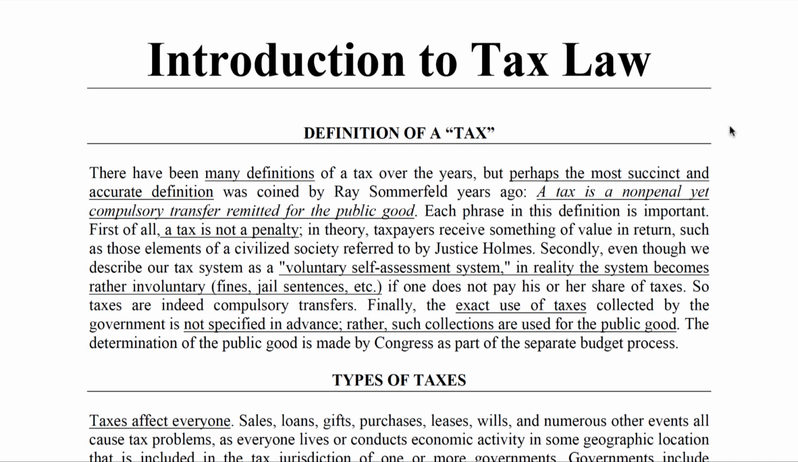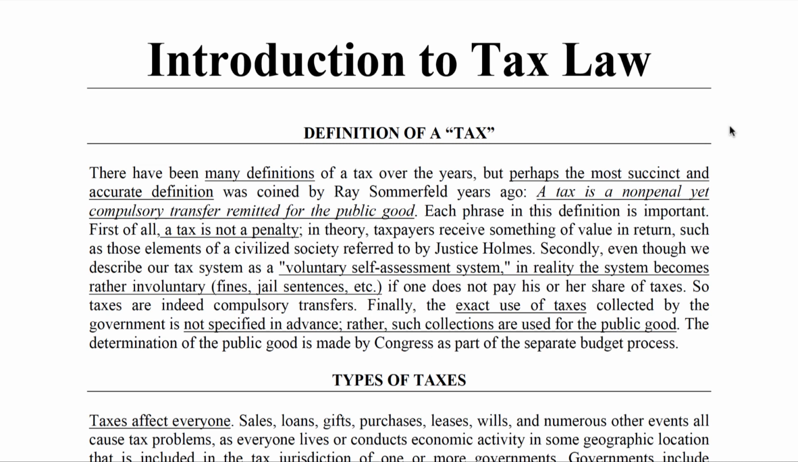First, let's focus on the definition of tax. Well, there have been many different definitions of tax over the years. One good definition, coined by Ray Sommerfeld: a tax is a non-penal yet compulsory transfer remitted for the public good. That phrase is chock full of different items we can dissect. One thing to think about, and we're going to emphasize this throughout the video: when we're talking about taxes, we're talking about governments collecting money in order for the government to create a civilized society where the government is able to provide services and different securities for the citizens of that society.